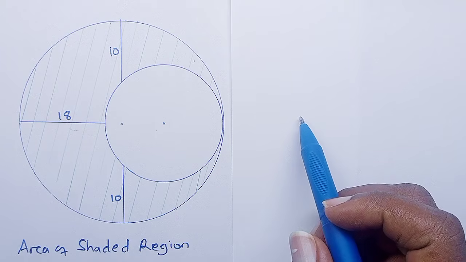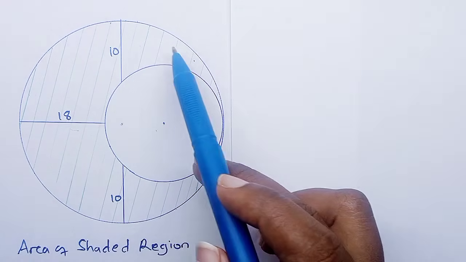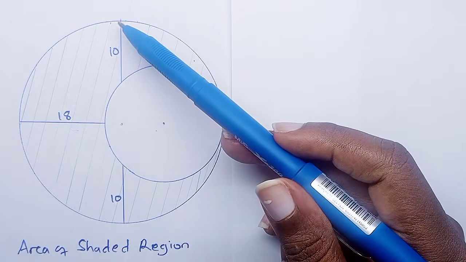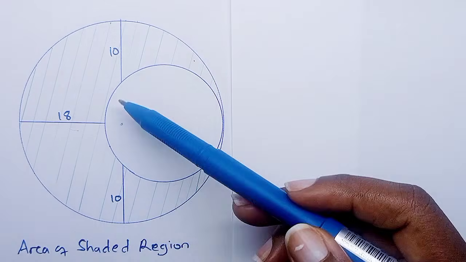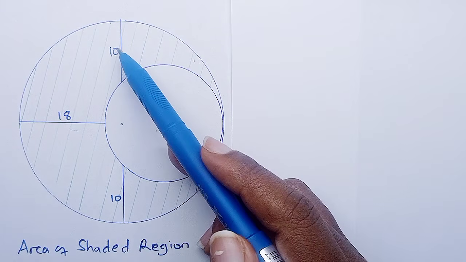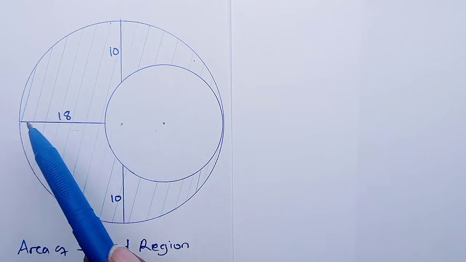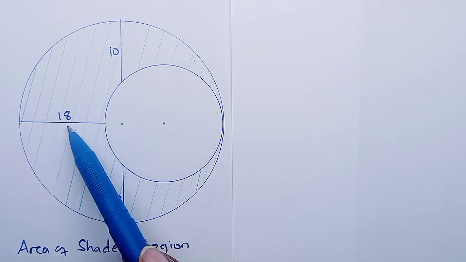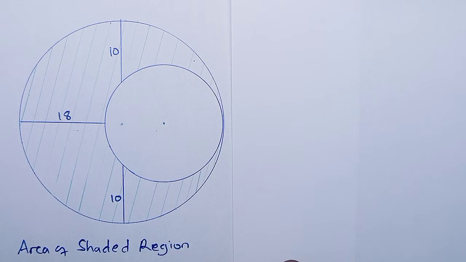In this video, we are required to find the area of the shaded region. So this is the shaded region, and from here, this line cuts through, and from here to here is 10, from here to here is 10, while from this point to this point is 18. With that, what is the area of the shaded region?